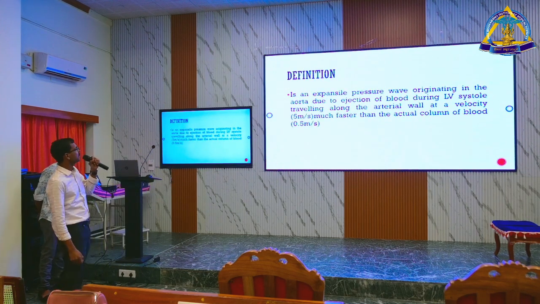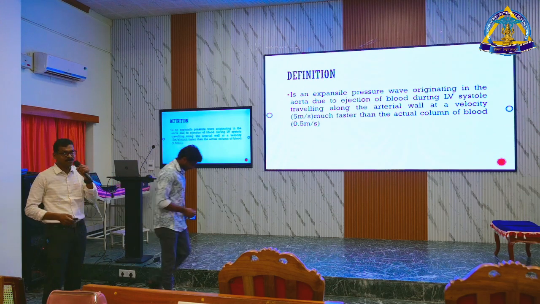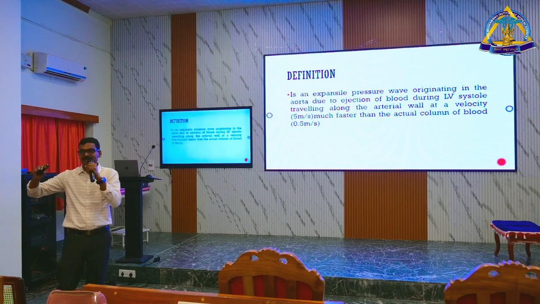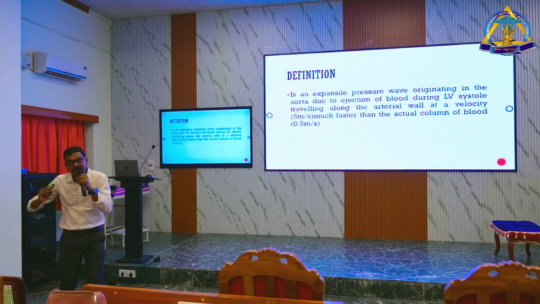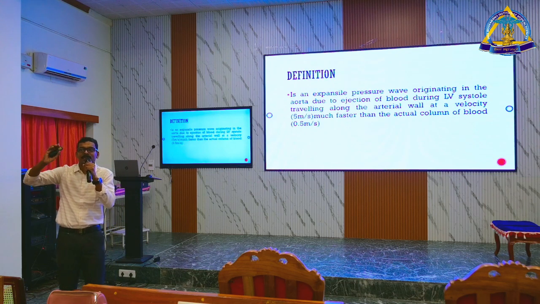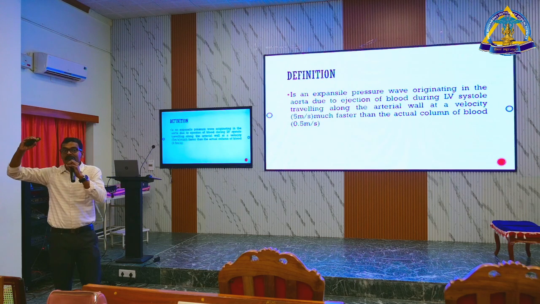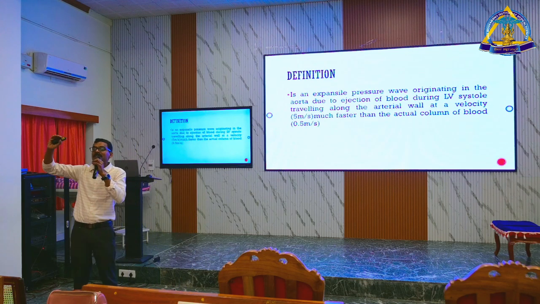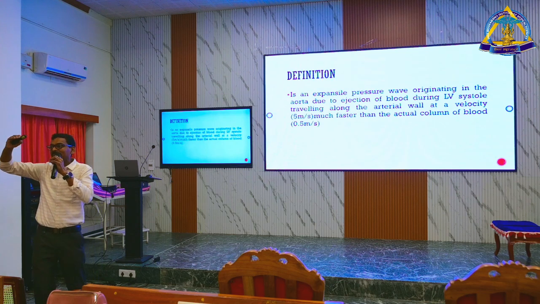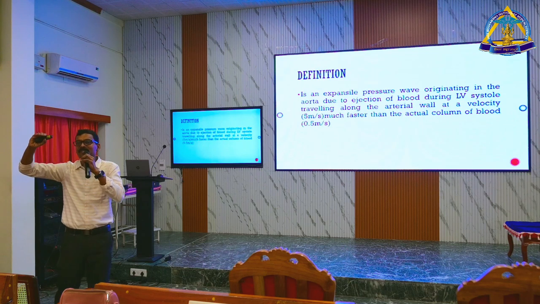So this is a definition. It's an expansive pressure wave originating in the aorta due to ejection of blood from the left ventricle into an already filled aorta. Aorta is already full with blood, and the LV is ejecting into it. So there is an expansive wave which will propagate towards the periphery at a speed of 5 meters per second. Remember, it is not the speed of the blood column. It's a wave along the arterial wall that is going at 5 meters per second, and the blood column moves only at 0.5 meters per second.